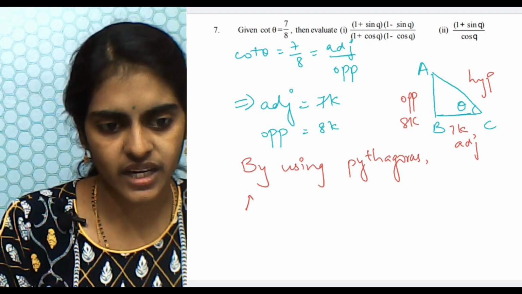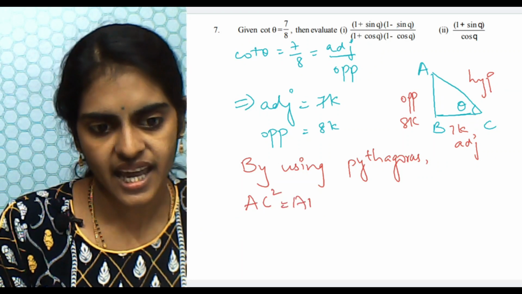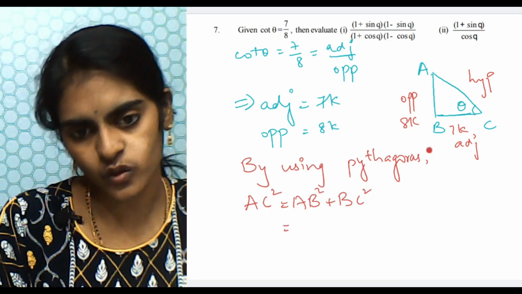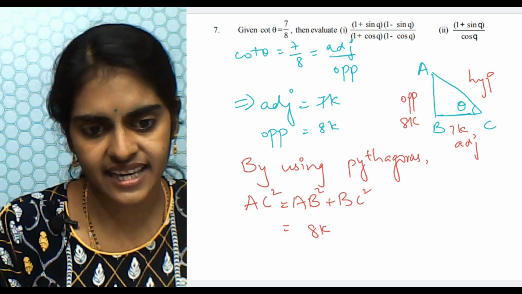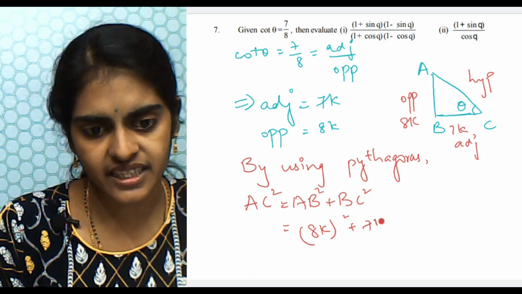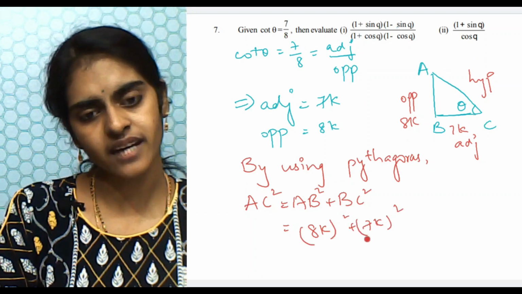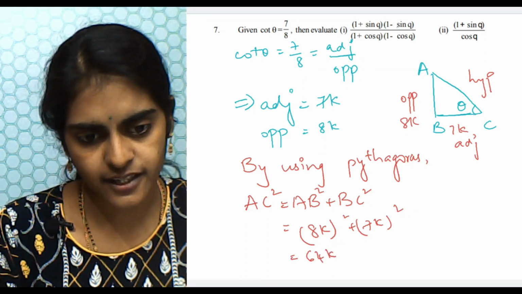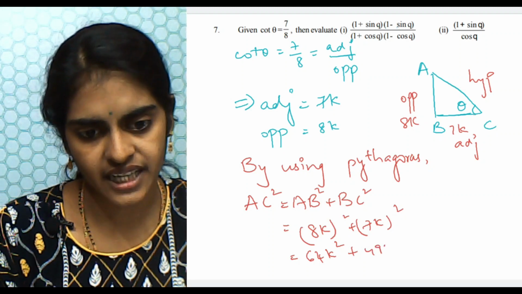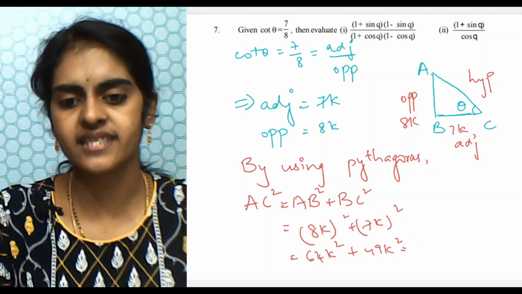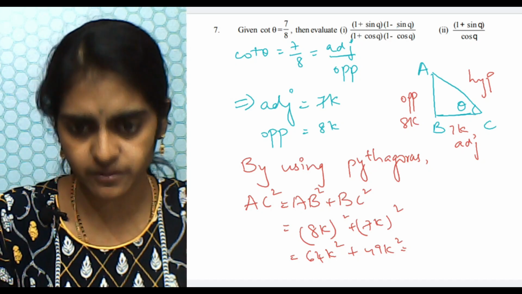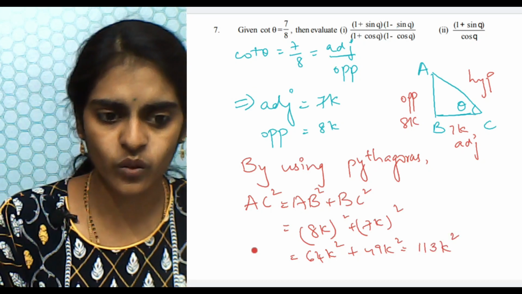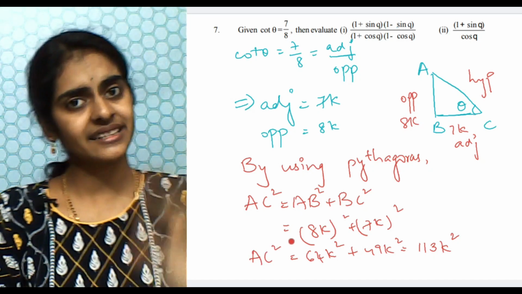So AC square, hypotenuse square, is equal to AB square plus BC square. Hypotenuse we don't know, so opposite side is 8k square plus 7k square. So 8 square is 64 and you have 7 square is 49k square. So what is the sum of 64 and 49? You have 113. This is 113k square. So AC square is 113k square.